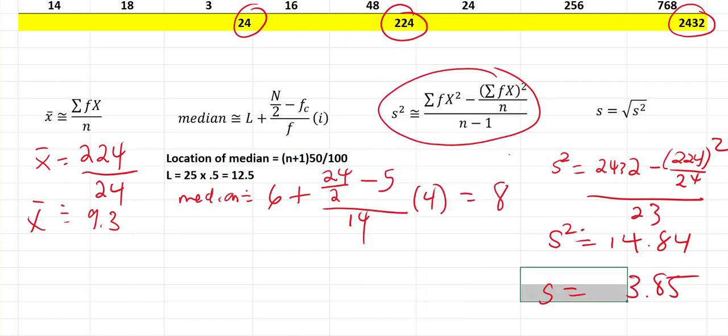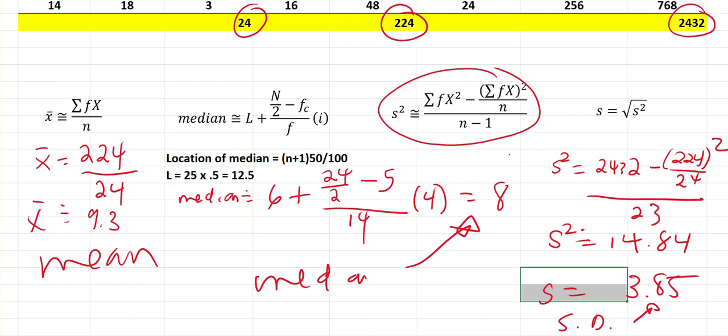So that's the approximate mean, median, and the standard deviation. And there's the variance up here. Again, there's another example in the notes. Give it a try.